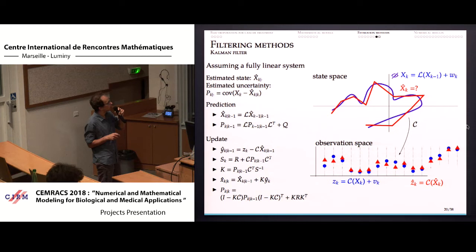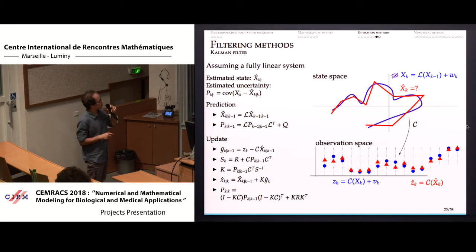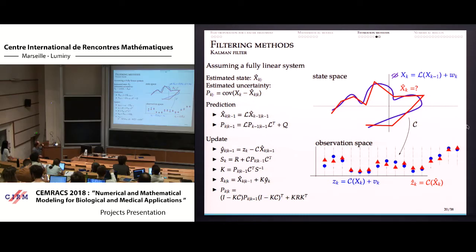This is the observation operator, the same as in the slides before. Here you add the noise. This is the gain, and then you update the new estimated state, which should be capital X, and the new covariance. You can do this because it's all linear. All of this is very natural if you look at it for a moment.